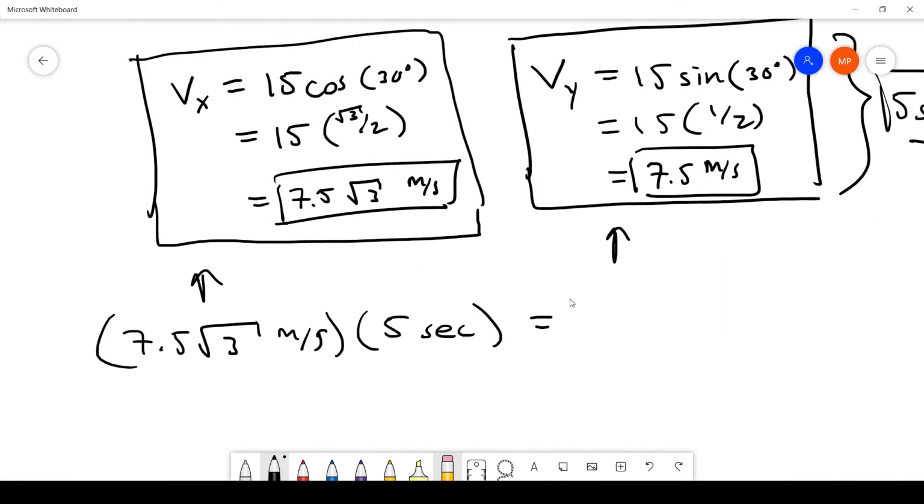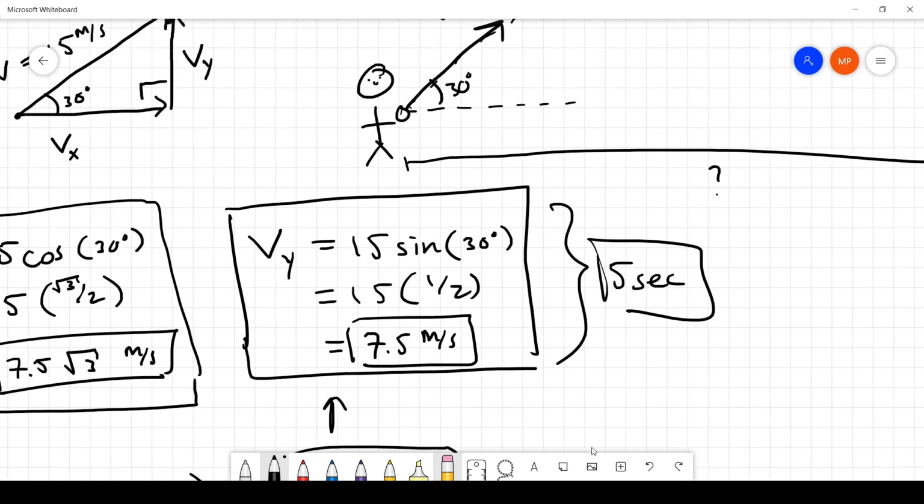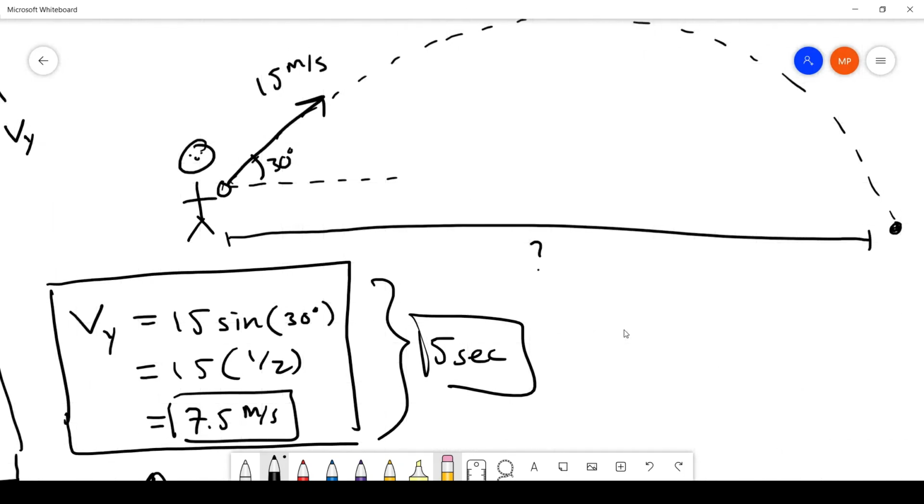And so by multiplying these two values, we'd get 37.5 times square root of 3 meters total that the ball traveled. And so this distance here, which we'll call d, is equal to 37.5 times square root of 3 meters.